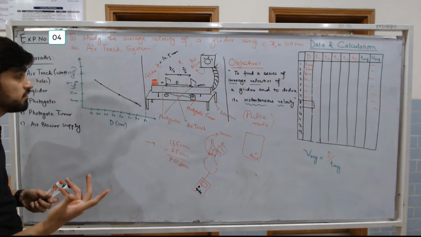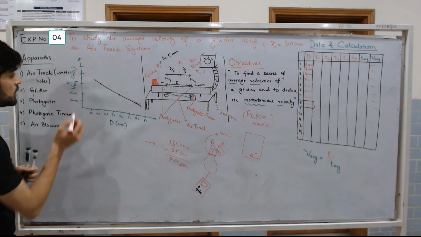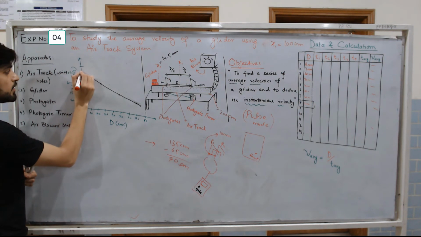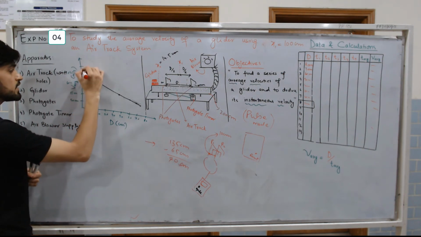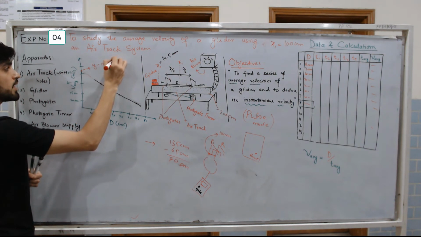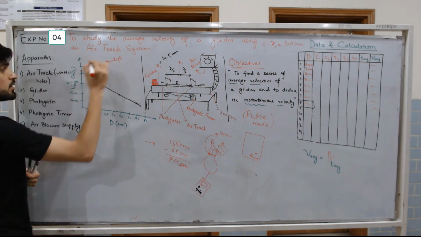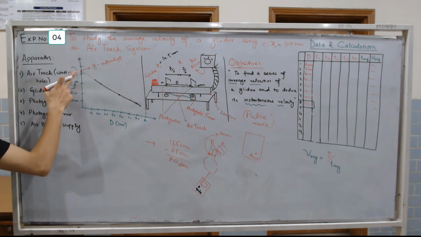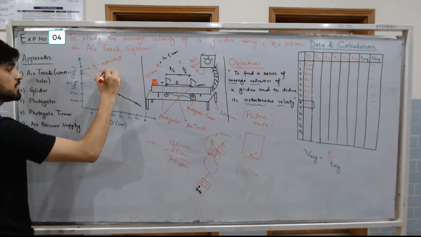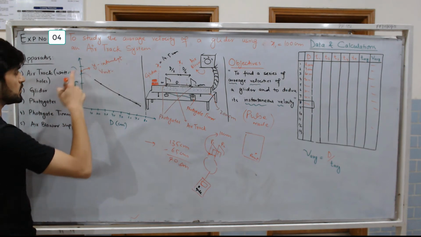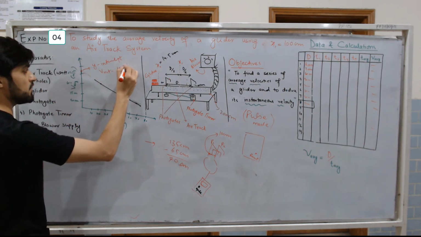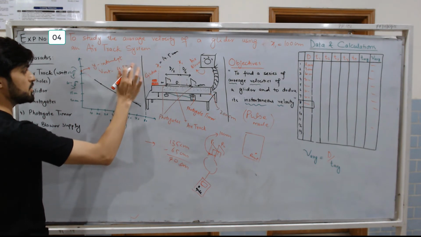Now how can we find the instantaneous velocity? We will extrapolate this curve using our scale. This point is actually the y-intercept. This is the y-axis. And the value at this point is the instantaneous velocity. Let's say this is 65.5 centimeter per second or meter per second.